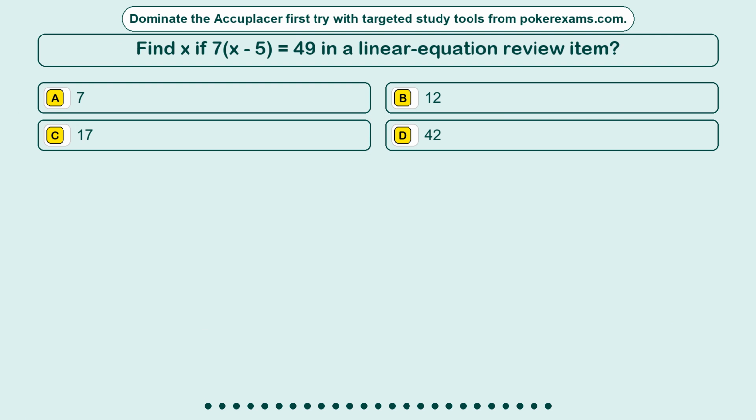Question 7. Find x if 7(x - 5) equals 49 in a linear equation review item. Option A, 7. Option B, 12. Option C, 17. Option D, 42.